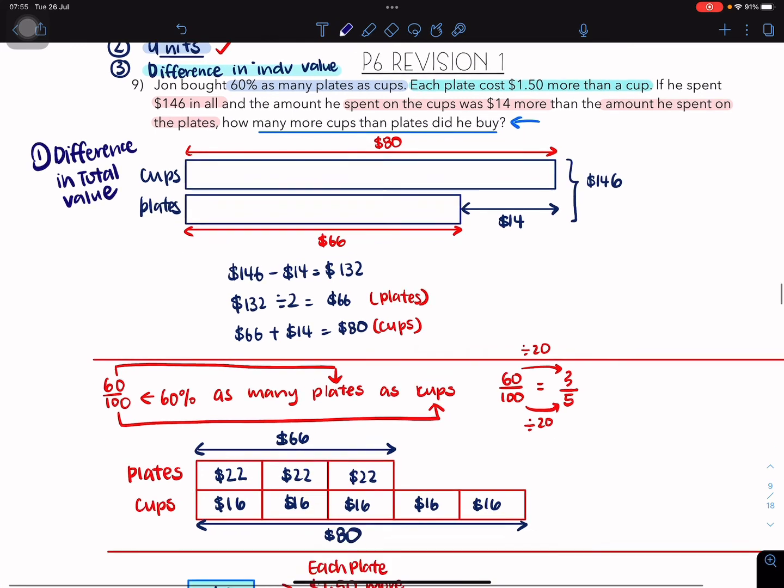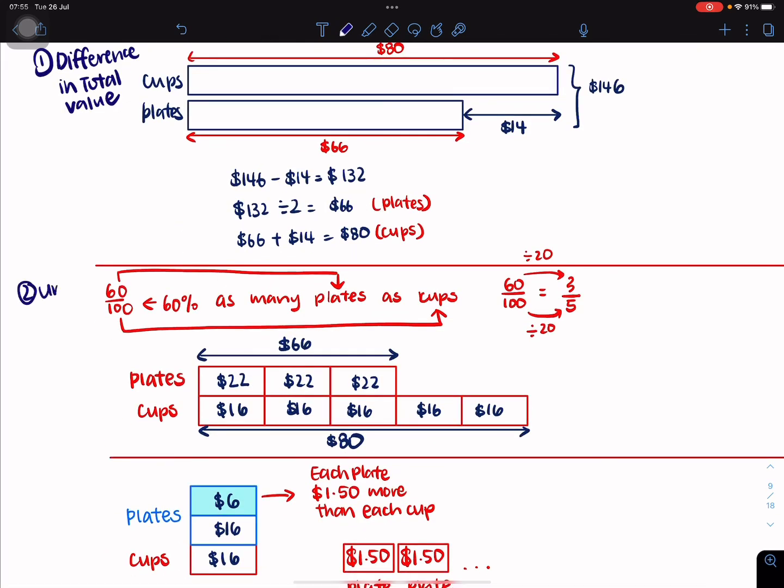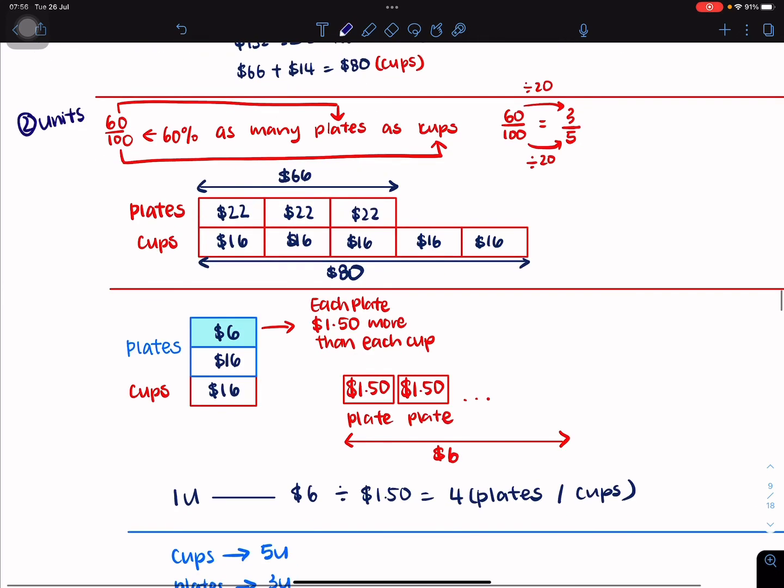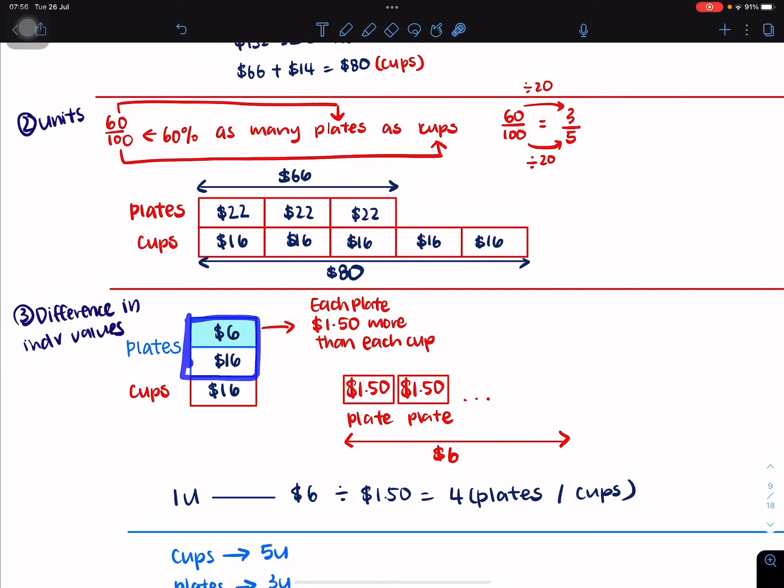The second step, we will write down the units. We'll deal with the units of each of the individual value. Plates, I have got 3 units. Cups, I have got 5 units. Then the last step, we will look at the difference in the individual values. Okay, so individual values, I'm going to split them into plates and cups. 1 unit of plate, and this is 1 unit of cups.